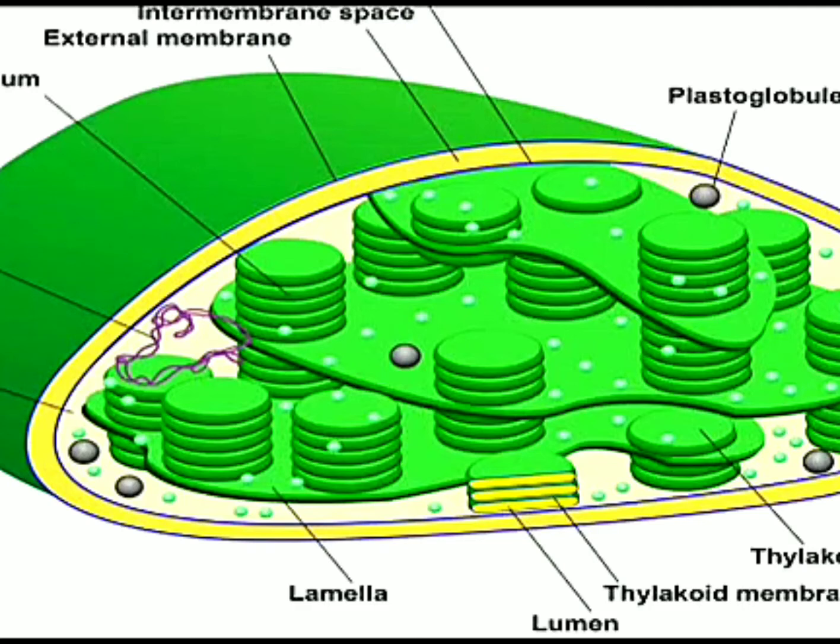and surrounding these grana there is a fluid which is called stroma. The main function of granum is to capture sun energy and convert it into chemical energy for the reaction between carbon dioxide and water, that is photosynthesis.